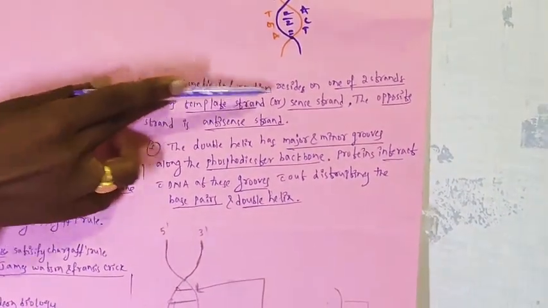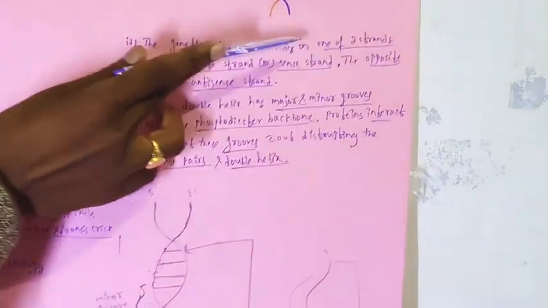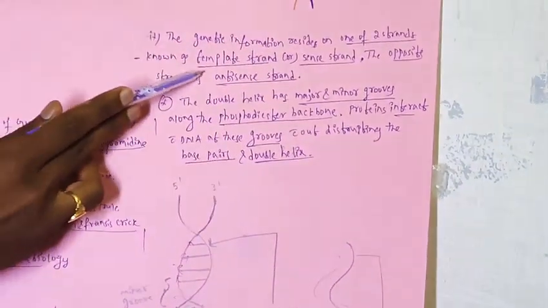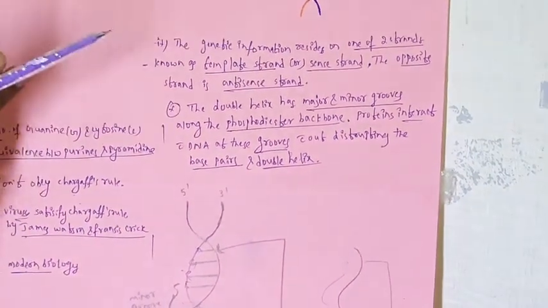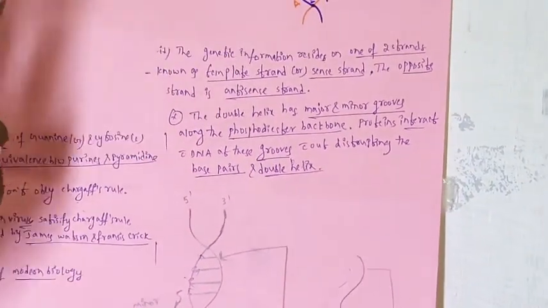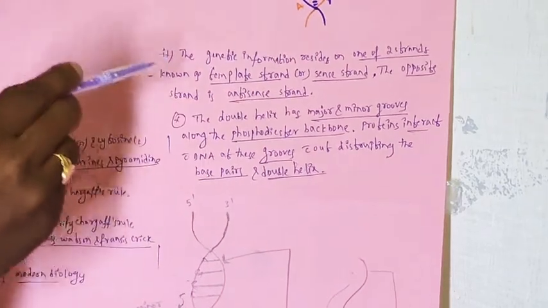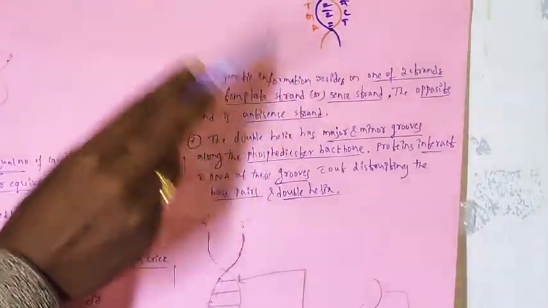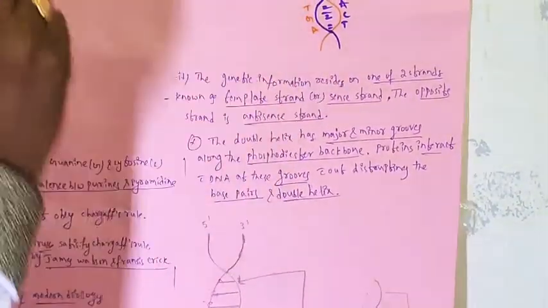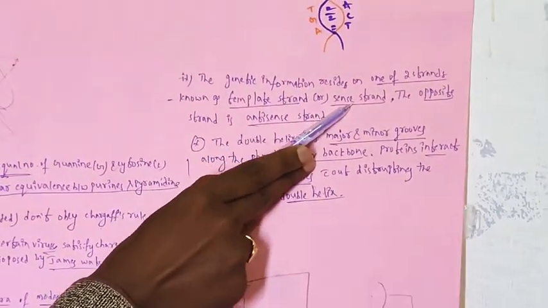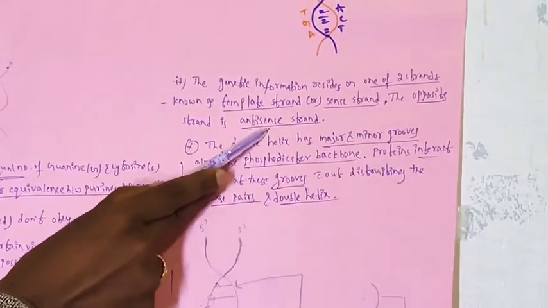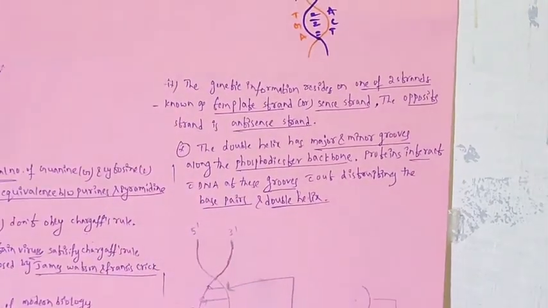Next point, next salient feature: the genetic information resides on one of two strands. That is known as the template strand or sense strand. Here we know that DNA has two strands, but the genetic information is only on one of the two. That is the template strand or sense strand. The opposite strand is known as the anti-sense strand.